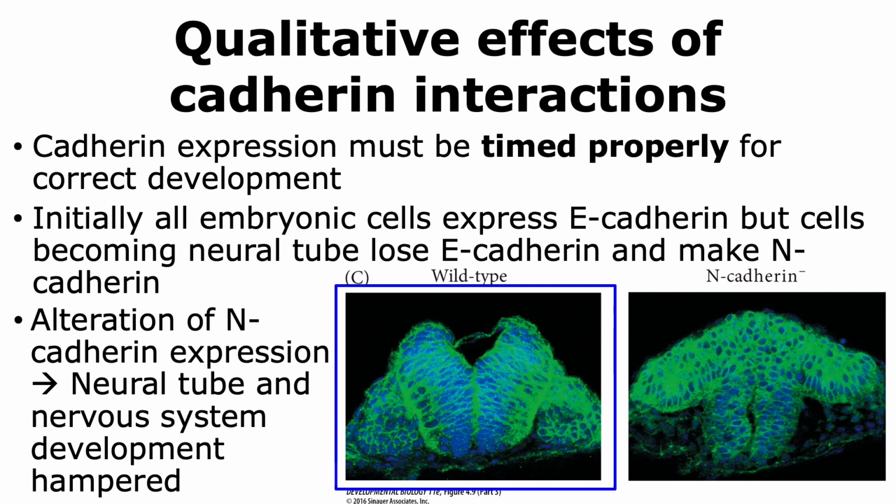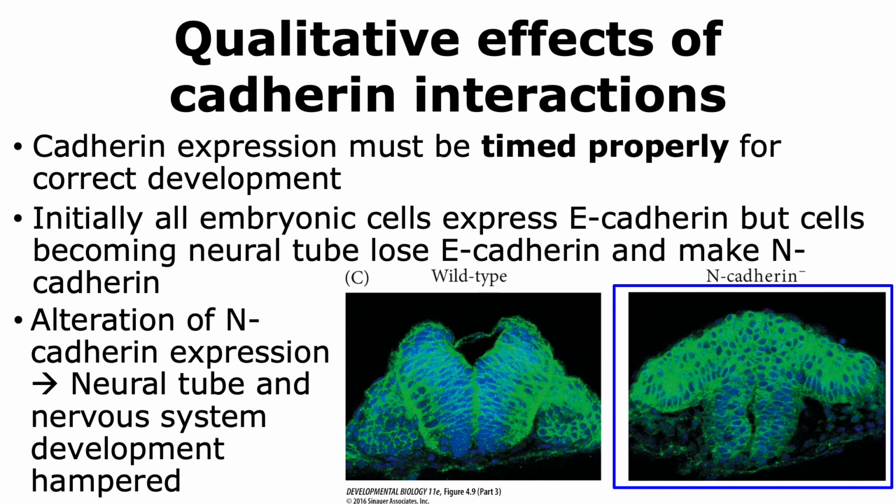So in this figure, when we look at the portion that's in the blue box, we're looking at the development in a wild-type embryo where it expresses the normal form of N cadherin. And when we look at the second picture, towards the right, we're looking at an embryo that does not express N cadherin. Now let's focus on the red boxes. When we look at the wild type, we're able to see that the cells have moved in certain ways to form that V-shaped kind of structure.